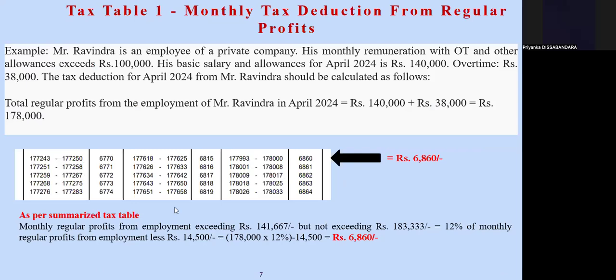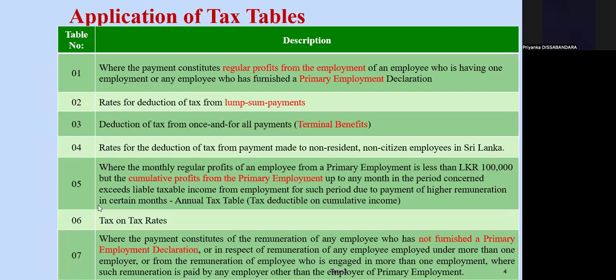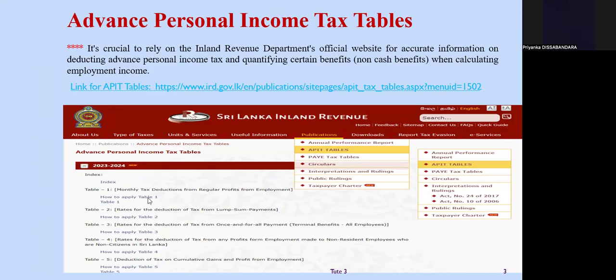It is not necessary to make a printout. Only this part: how to apply table 1, how to apply table 2, how to apply table 3, how to apply table 4, table 5, table 6 and table 7. In each and every table they have provided the instructions, and in each instruction part they have given examples. So you can read this and make a copy. Then we can do this exercise on next coming Friday.